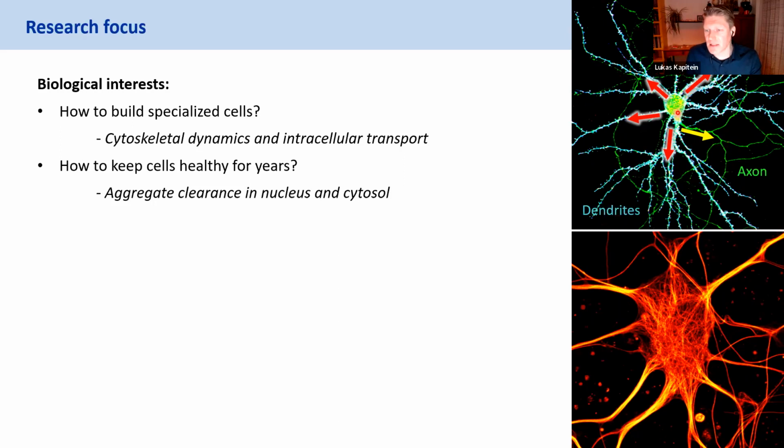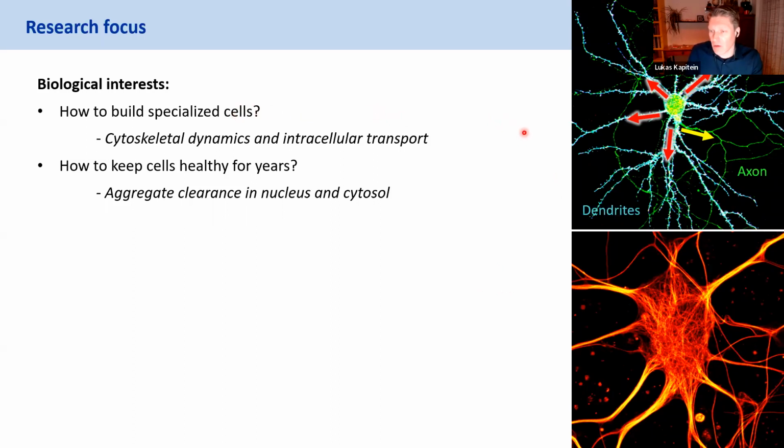Now, this complex organization and these differences between dendrites and axon is established because proteins that are synthesized in a cell body can be differentially transported either to the dendrites or to the axons. And this is made possible by the cytoskeleton, which you see here, the microtubule cytoskeleton of the neuron. And this functions as a road system for motor proteins to deliver transport to different parts of the cell. And so this is a long-standing interest of ours. How do we build specialized cells?